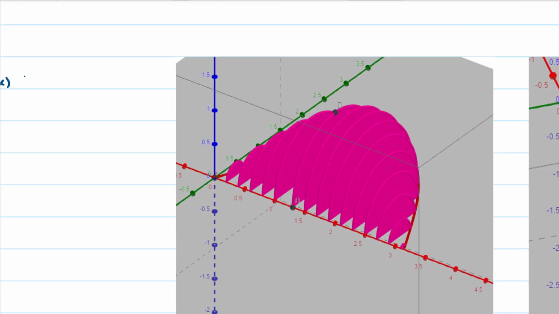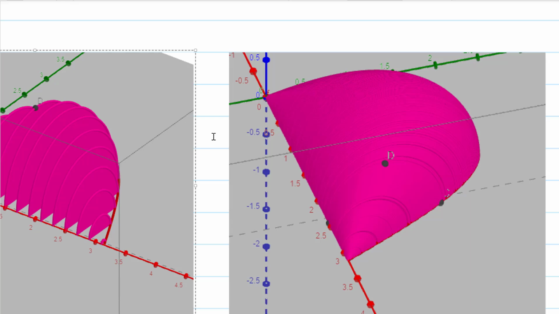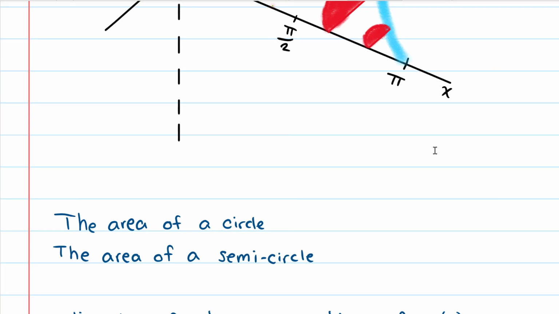If we look at this in 3D, we can see that if we were to break this up into many cross sections, we would get a bunch of semicircles, and if we graph them all, we get this weird 3D shape. Now we're going to look at the area of a circle. We know the area of a circle is pi r squared, so the area of a semicircle is 1/2 pi r squared.